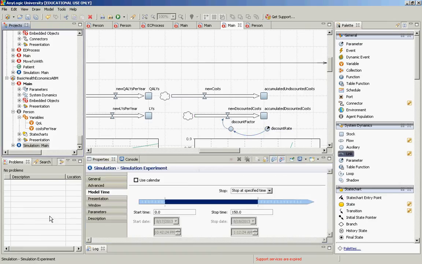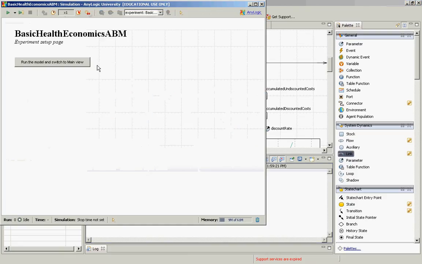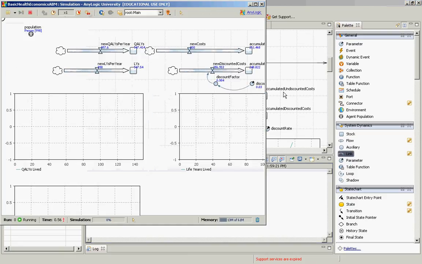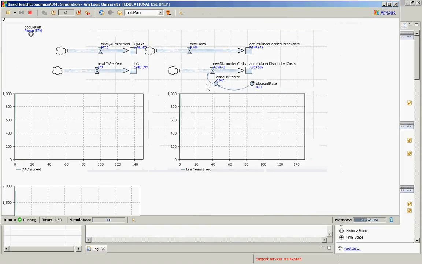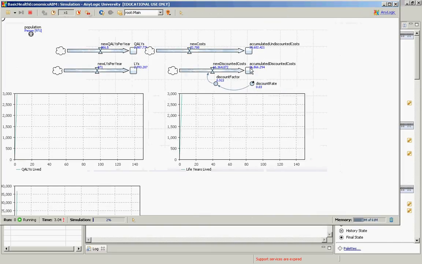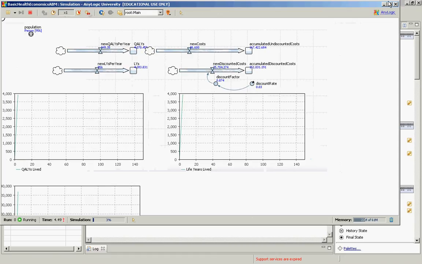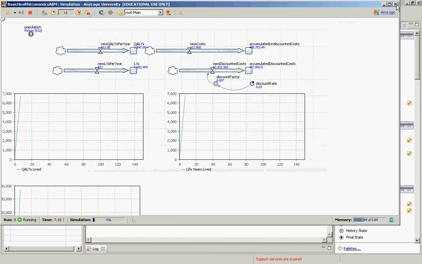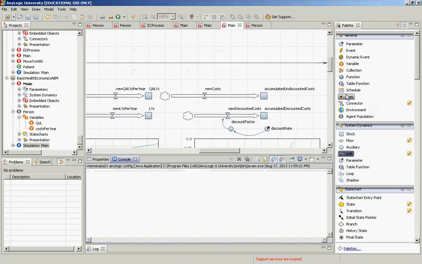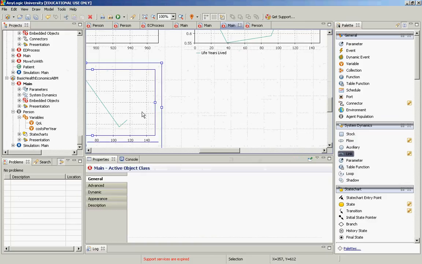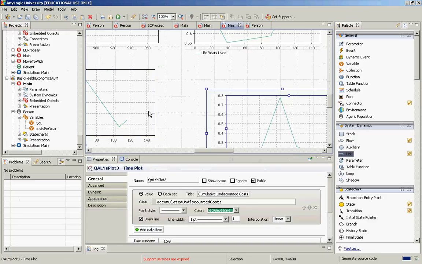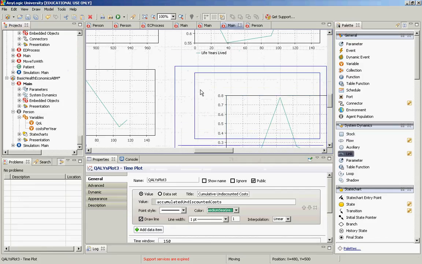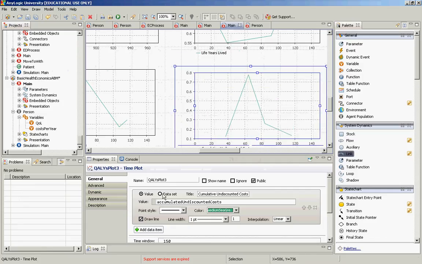And we'll go run our model. So now we have discounted costs accumulating and undiscounted costs accumulating, as might be expected. The discounted costs amount to less than the corresponding undiscounted costs from the same time. I'm going to copy this here so we have a nice graph of it, and this will be cumulative discounted costs.